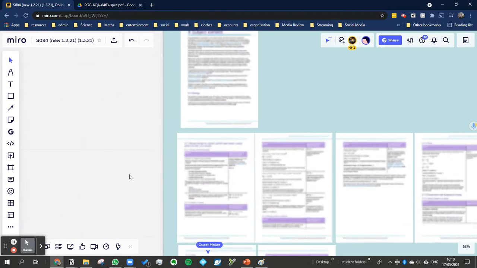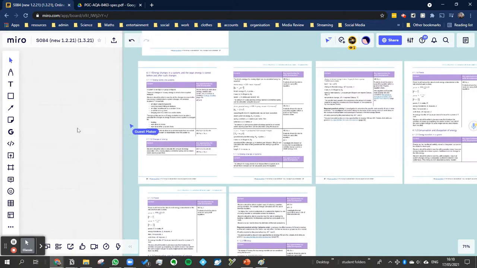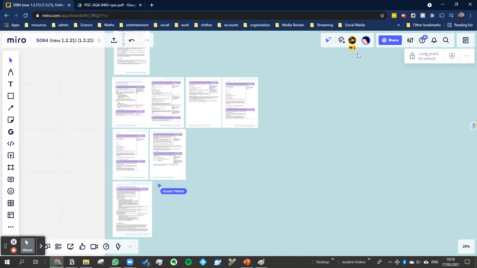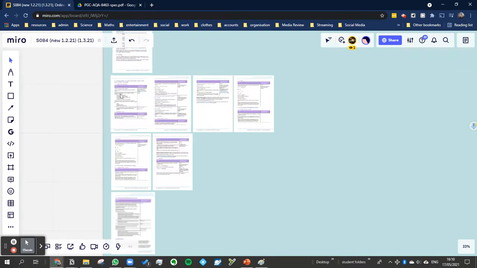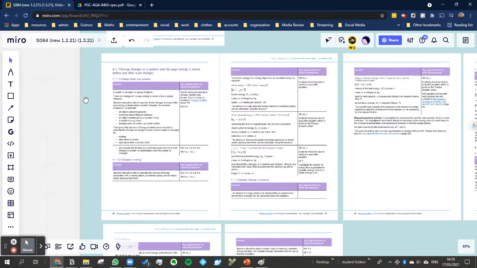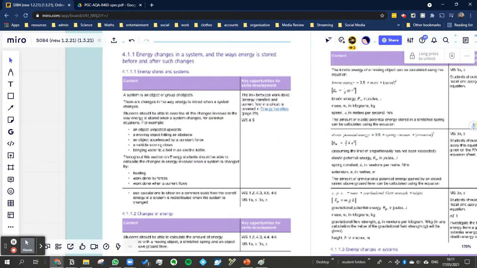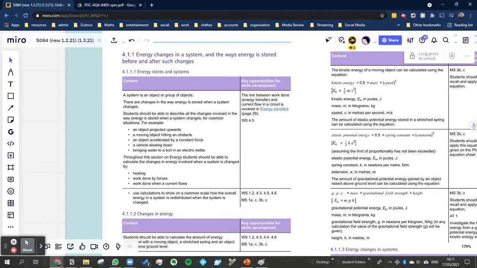So the first one, that's just like an overview. Let's see, the energy topic is split into these three sections. The first section is called energy changes in a system and ways it is stored before and after such changes. That's a bit of a mouthful. Essentially, it's talking about energy transfers.